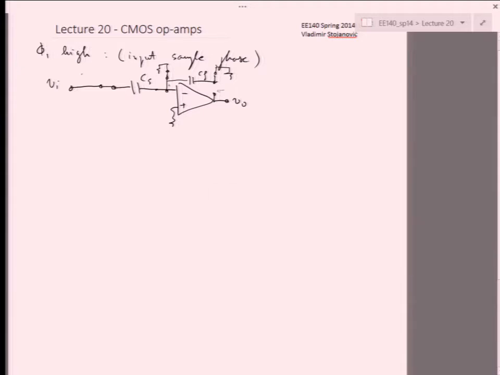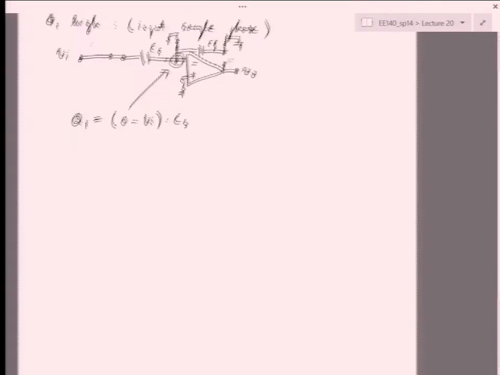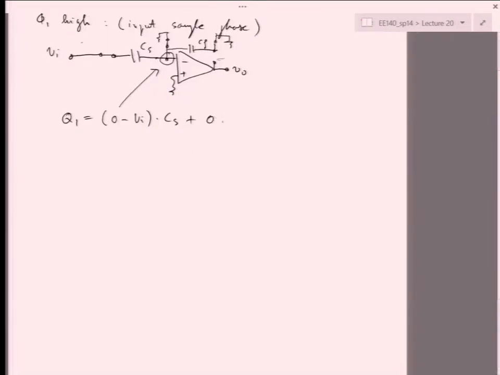So if I then go and write the equation for charge on this node over here, the potential on this node is 0 because I've grounded it. So it's 0 minus VI times CS, that's from this plate. And then I have also plus 0 times CF. That's just because the voltage across CF is 0. There's ground on both sides. So this is minus VI CS.